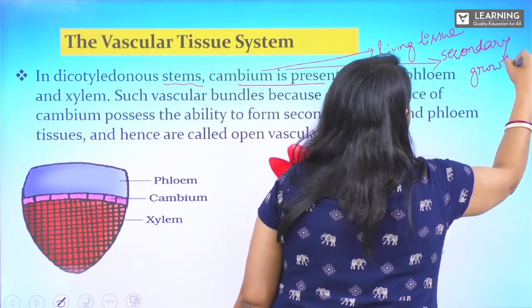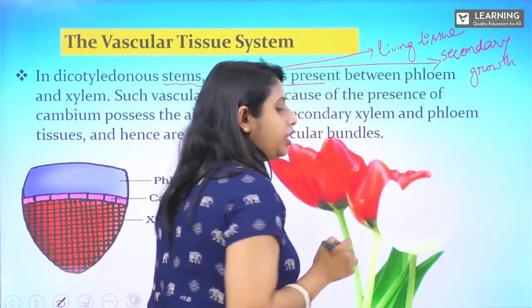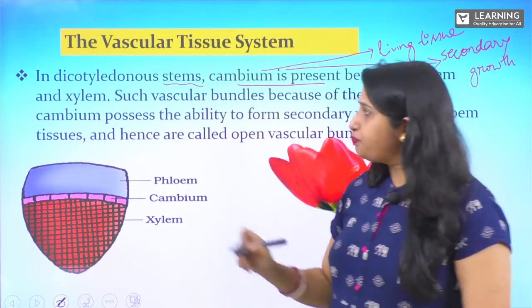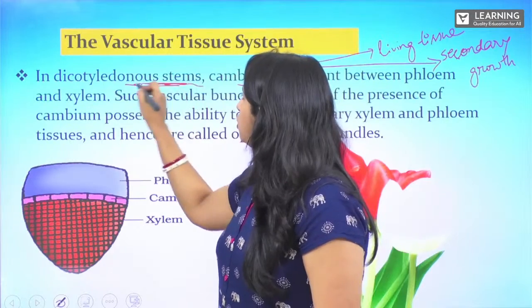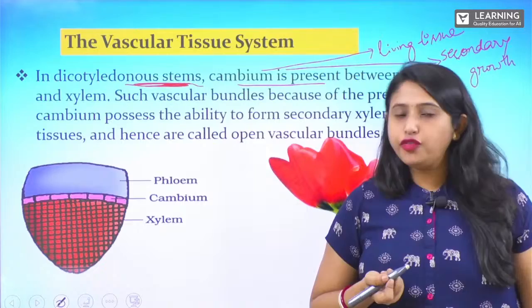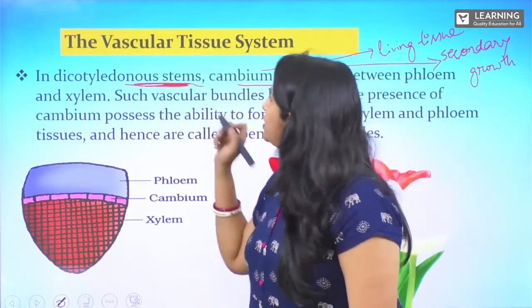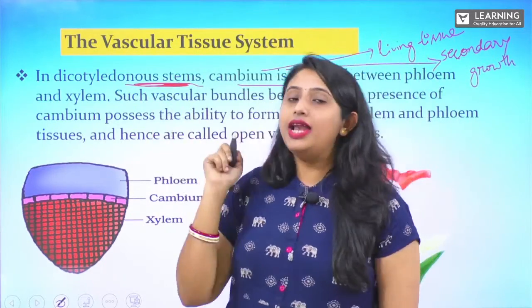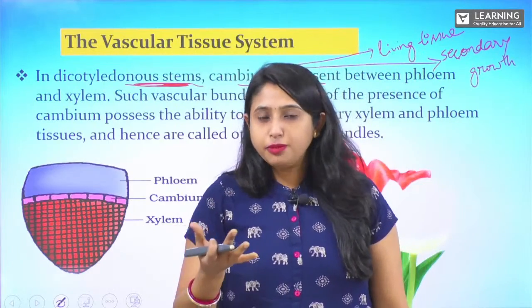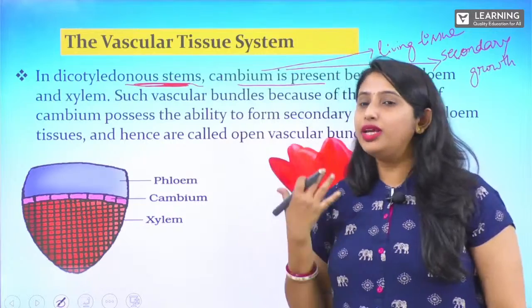So they are also responsible for the secondary growth in plants. In case of this dicot stem, only in case of dicot stem, the secondary growth takes place, not in case of your monocot stem. As you can see, cambium is present in between the xylem and the phloem, and they are the living tissues which are responsible for what? For the secondary growth in the plants.